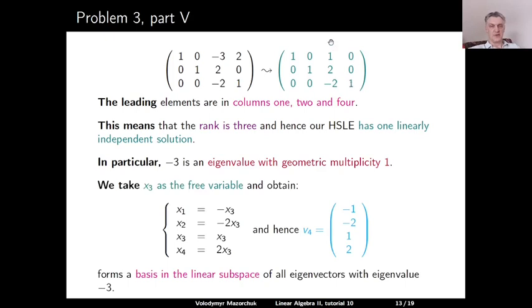And from this matrix, since our leading elements are in columns 1, 2, and 4, we take x3 as a free variable and obtain the system from the first row. x1 is equal to minus x3, second row x2 is equal to minus 2x3. For x3 we have the trivial equation, and from the third row x4 is equal to 2x3. And hence the coefficient vector v4, which is equal to -1, -2, 1, 2, forms a basis in the linear subspace of all eigenvectors with eigenvalue -3. And this completes problem 3.